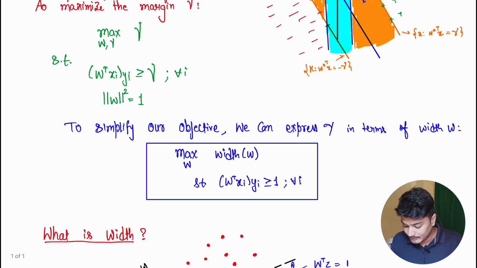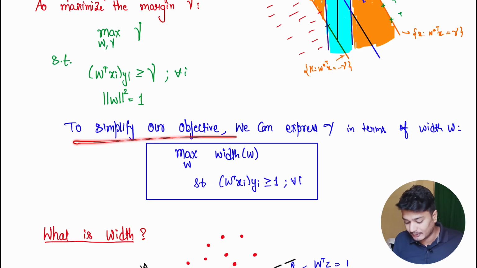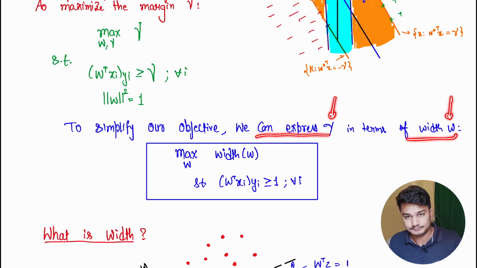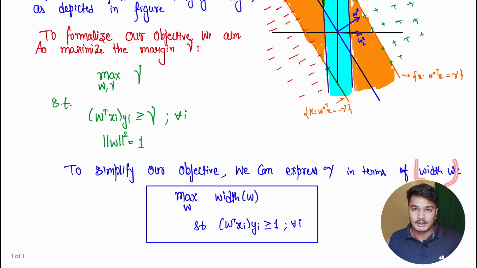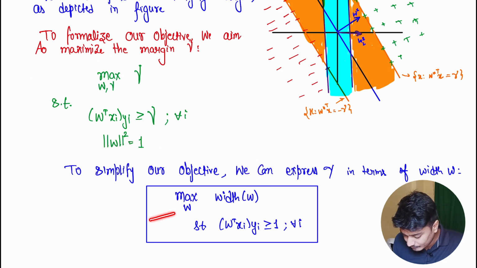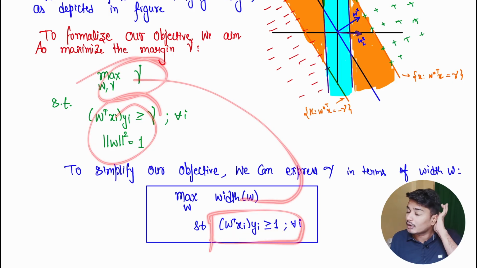To simplify our objective, since this is a little hectic to understand, let's simplify it. We want to express gamma in terms of the width W. W is our width. We are just making a new parameter, the width W. So we can write this as: maximize over W of the width W, such that W transpose xi yi is greater than or equal to 1. So we included this here and formally stated it this way.